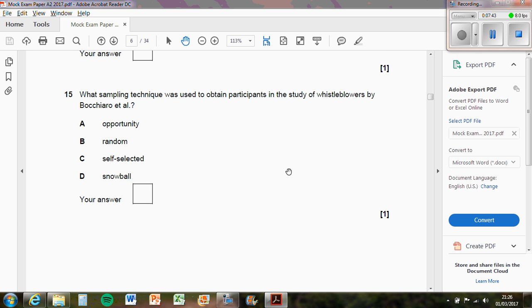Question 15, what sampling technique, meaning the sampling of the population, was used to obtain participants in the study of whistleblowers by Bocchiaro? So it was a self-selected sample because the students at the Amsterdam University volunteered to take part.